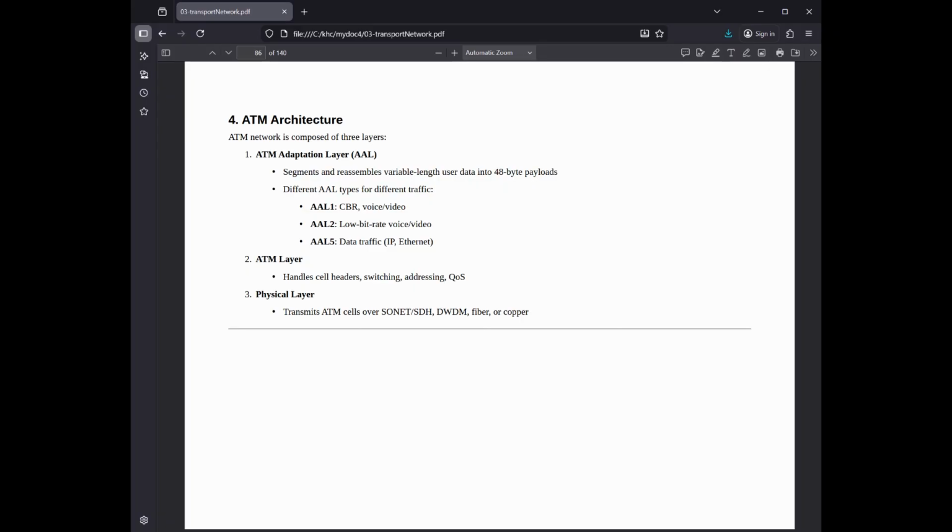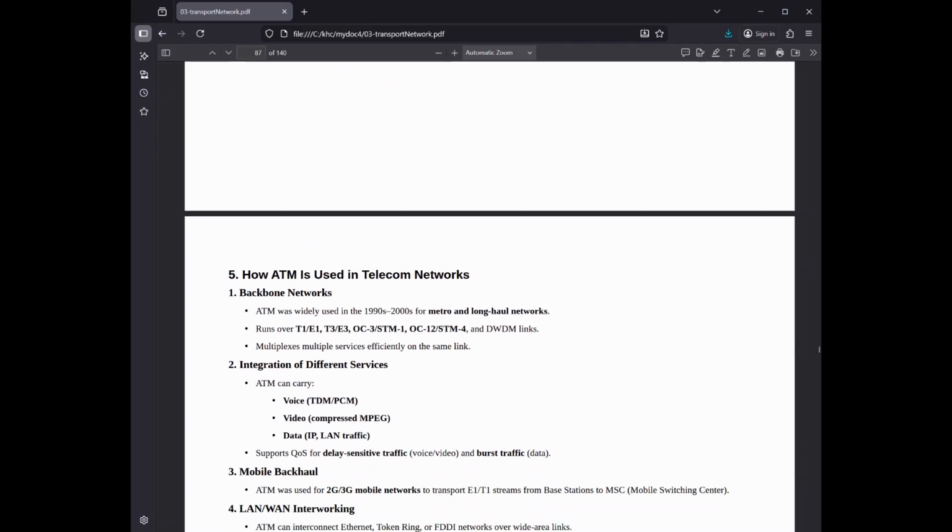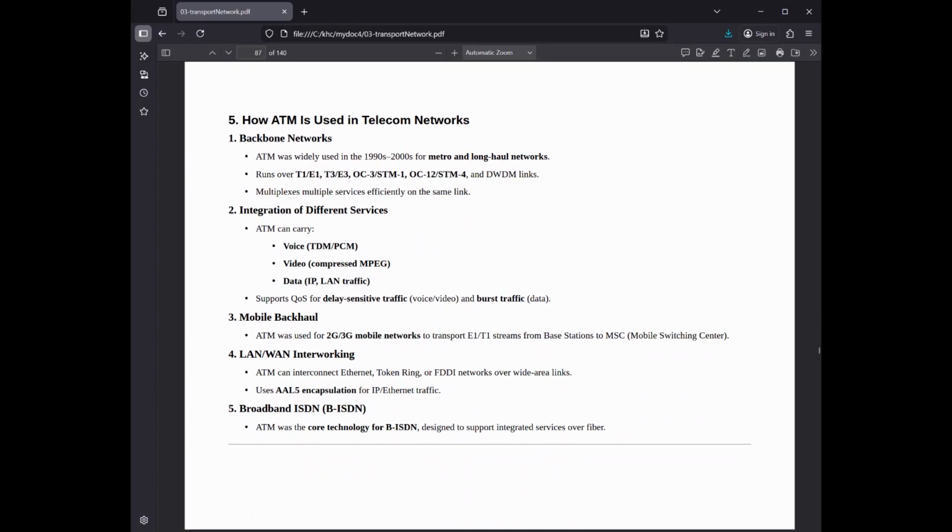Use in telecom networks. In the peak of its usage, ATM served as the backbone for telecommunications infrastructure. Broadband ISDN, BISDN. ATM was the chosen technology for the next generation of digital integrated services. DSL backhaul. For many years, when you used a DSL modem at home, your data was encapsulated into ATM cells to travel from your house to the provider's central office.